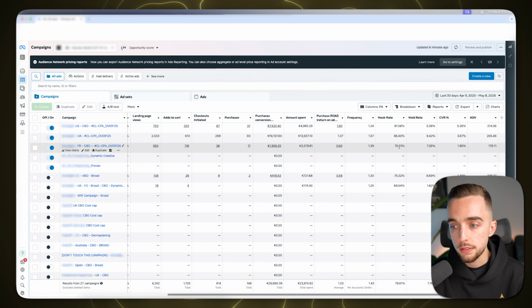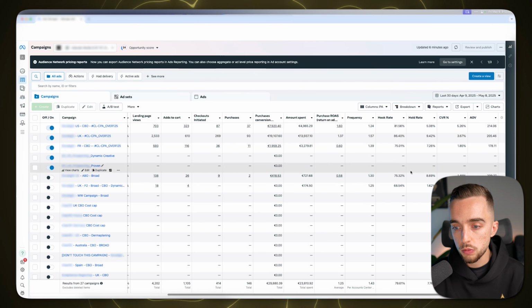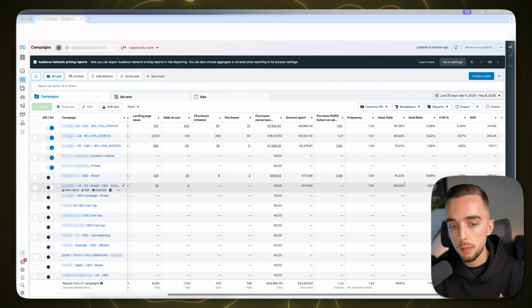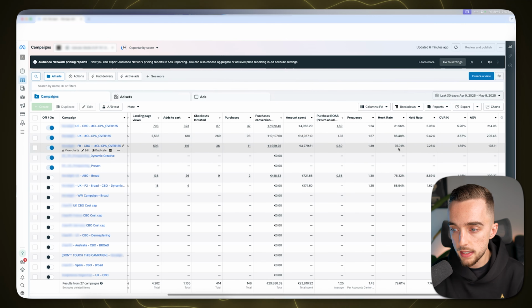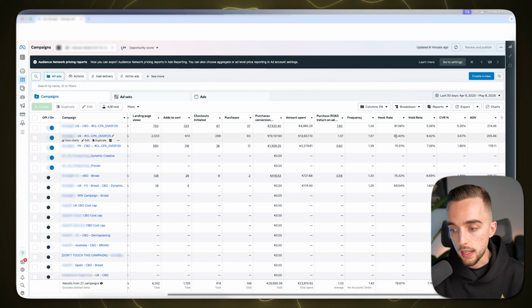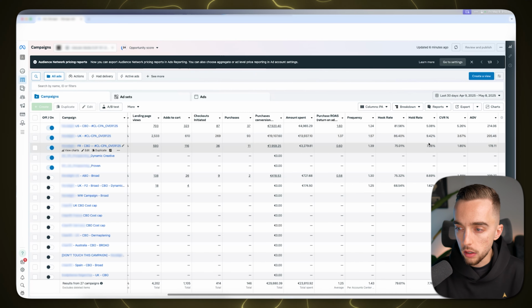In fact, if I even look into it, there's two other campaigns right here that somewhat tanked the account results. Now, the campaigns that really got most of the spend and the scale in the last 30 or so days are these ones at the top, 75 to 86% of a hook rate, which is honestly great. It means that the ads are hooking people for a fact. Now, hold rate, a little low.